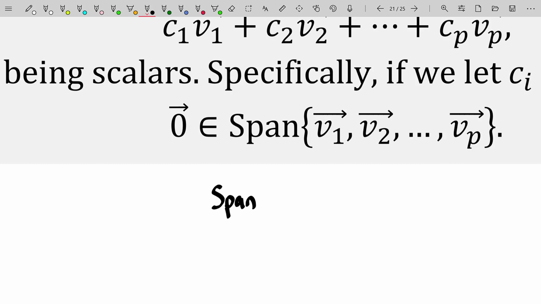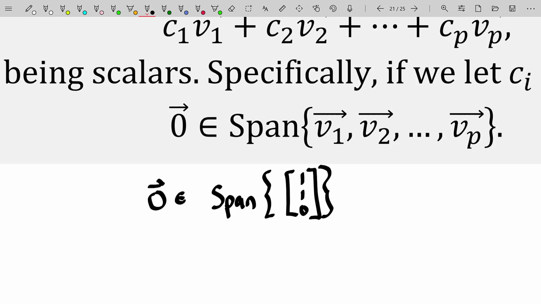So if you have the span of a single vector, let's pretend as though that vector is 1, 1, 0. The span of that single vector is the set of all linear combinations of that one vector. So basically all scalar multiples of 1, 1, 0. One such scalar multiple is 0 times 1, 1, 0. Or in other words, 0, 0, 0. So 0 is definitely an element of the span of the vector 1, 1, 0.